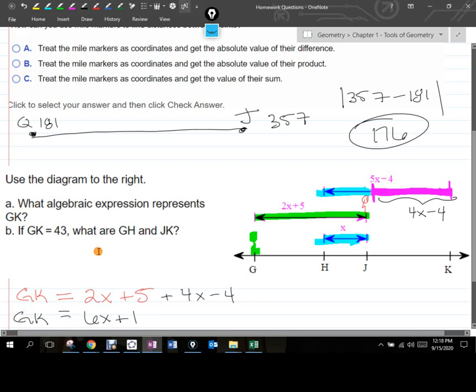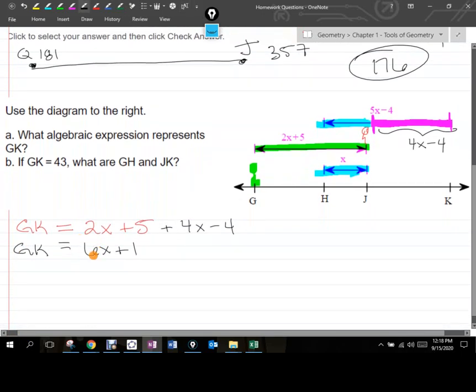So then when they ask us, if GK is 43, go through and find these other measurements. So I'm going to go 43 is my GK. I'll substitute that into 6x plus 1. So I get 42 is equal to 6x, divided by 6, and x should be 7, correct?